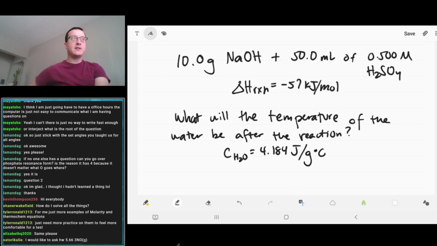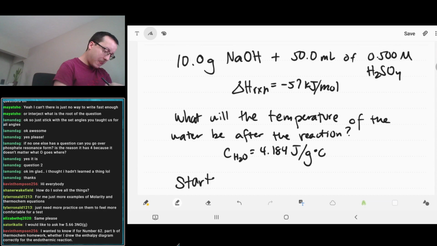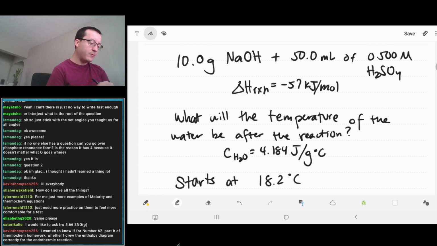Cool. So we have sodium hydroxide and sulfuric acid reacting together. We're given how much enthalpy change is related to this reaction. Okay, Kevin, we can look at that also. And we are asked to find the temperature of the water after the reaction. So what exactly are we looking for here? Oh, I guess we have to say where it starts, right? 18.2 degrees Celsius. Fine, whatever.